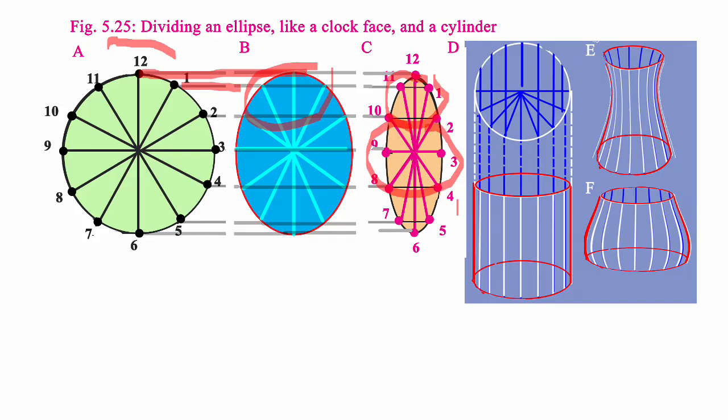When a cylinder is divided using the same method from the circle above, you can see that the lines near the edges are closer together than the lines in the middle.